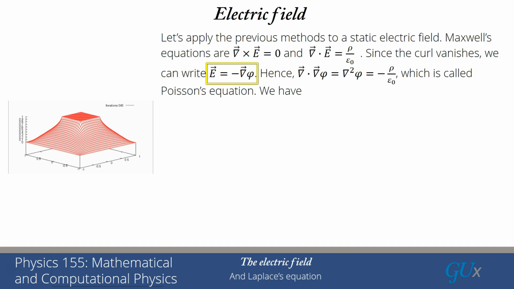So we write the electric field E equals minus gradient of phi, and the reason why the minus sign is chosen is primarily a convention, but it implies that high potentials are regions where electrons like to be and low potentials are regions where electrons don't like to be. Hence, the divergence of the gradient of phi, which is an object that we call del squared of phi, is equal to minus the charge density divided by epsilon naught, and that's called Poisson's equation.